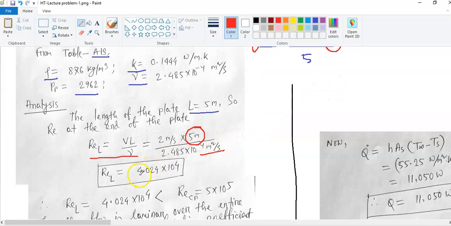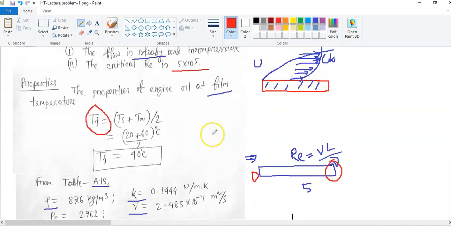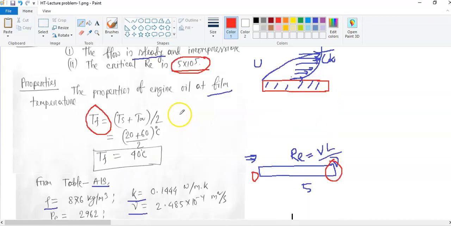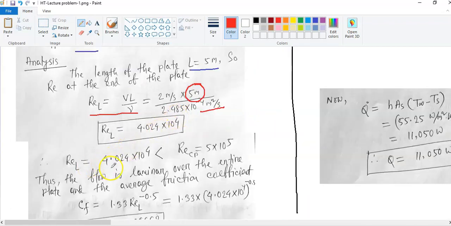So we found at the end of the plate the Reynolds number is 4.024 times 10 to the power 4. If you remember, guys, we said the critical Reynolds number is 5 times 10 to the power 5. That means the flow will be turbulent when the Reynolds number is above 5 times 10 to the power 5, and if it is less than this value, then it will be laminar. Here we found the Reynolds number at L is less than the critical Reynolds number.